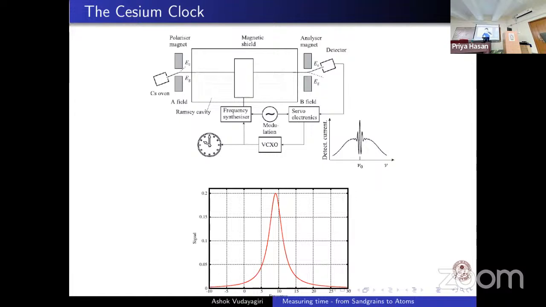The atoms absorb that microwave radiation and go from F equal to 3 to F equal to 4. If it's exactly matching, the maximum number of atoms will go. If it's not exactly matching, the number of atoms will be less. They come out here, and there's one more Stern-Gerlach magnet which separates F equal to 3 and F equal to 4. F equal to 4 goes to a detector. Most early clocks use a hot wire detector. Every time an atom hits, it gives an electric pulse, so it is measuring the rate of atoms hitting. If I plot the number of atoms as a function of frequency, I get something like this. Whenever the oscillator is exactly at the resonant frequency, I get the maximum number; at any other time, I get fewer. This is called a Lorentzian graph.